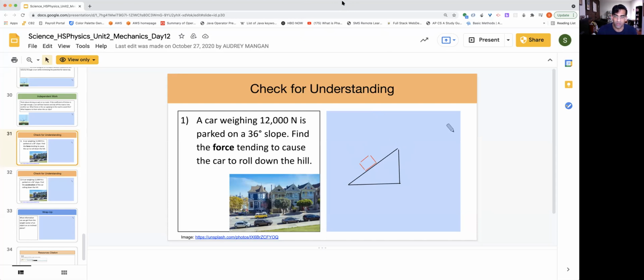hill. Just to review again, here's my force of gravity pointing straight down, and I can break it into my two components, Fg sine of theta and Fg cosine of theta, and I'll just label those as the parallel and perpendicular forces. So that equals Fg cosine theta. And up here, my parallel force is equal to Fg sine of theta.